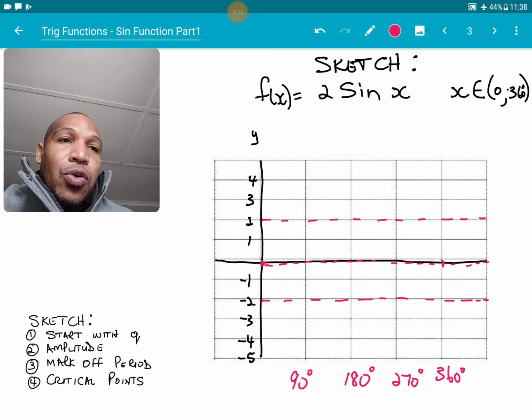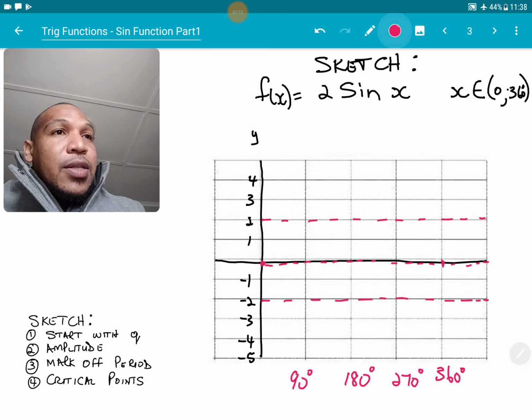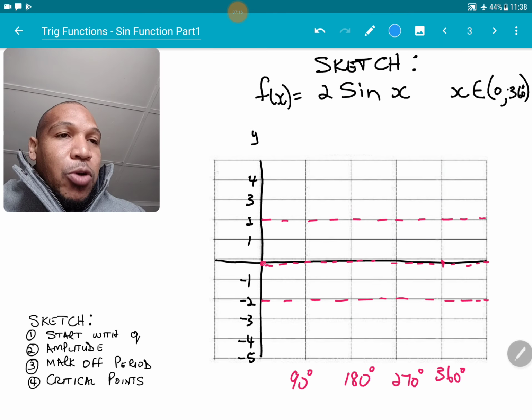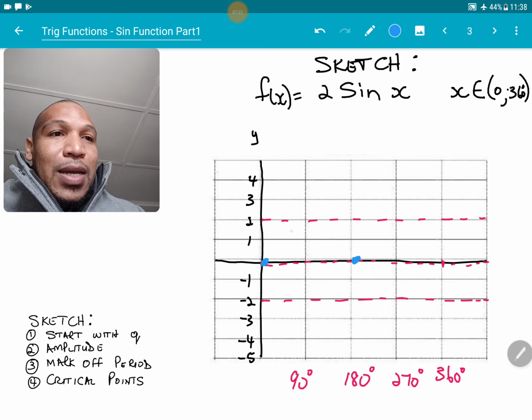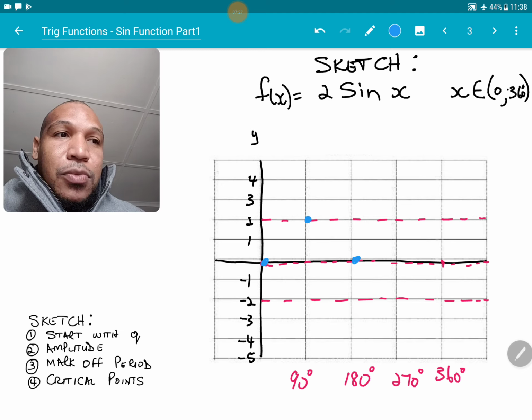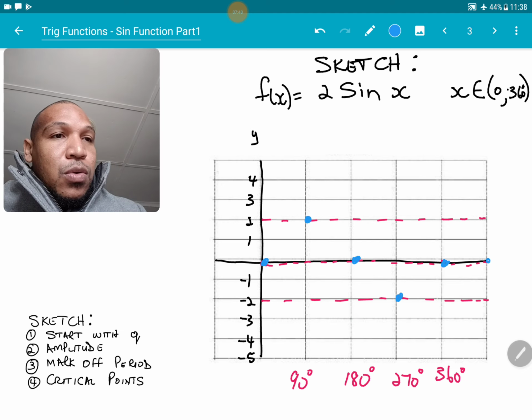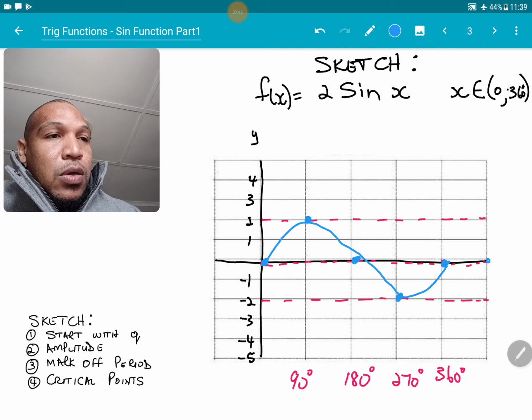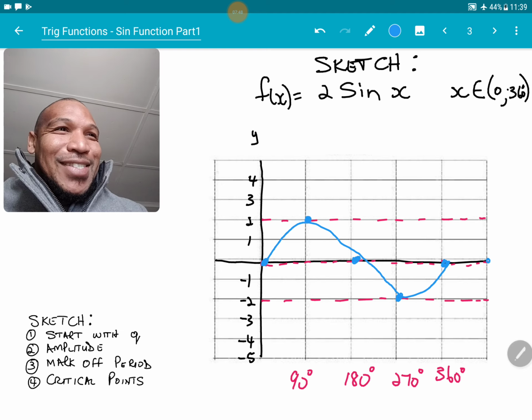And now we can mark off our critical points. We know that sine is positive between 0 and 180 degrees, and our maximum is going to be at 2 and is going to turn at 90 degrees. We know that sine is negative between 180 and 360 degrees, and our minimum would be negative 2. And that's how easy it is.